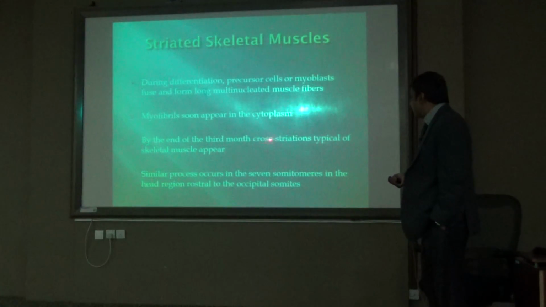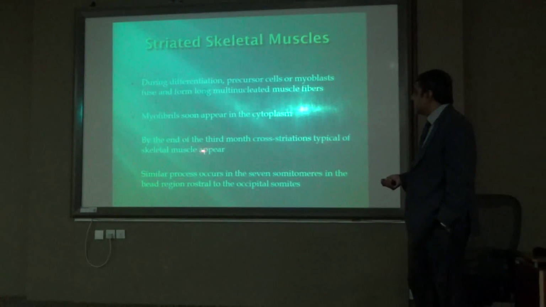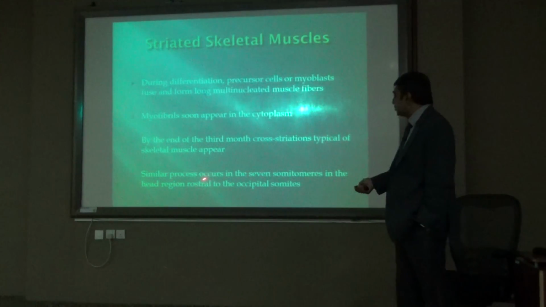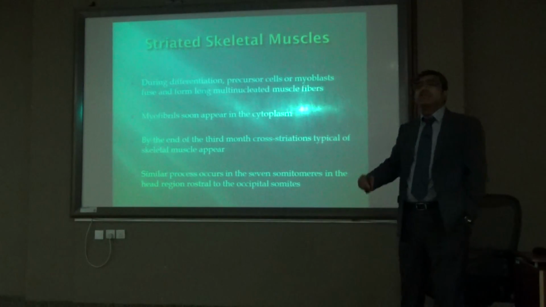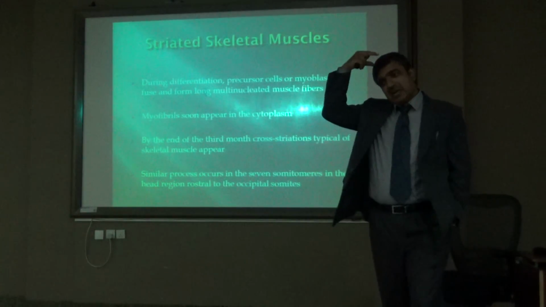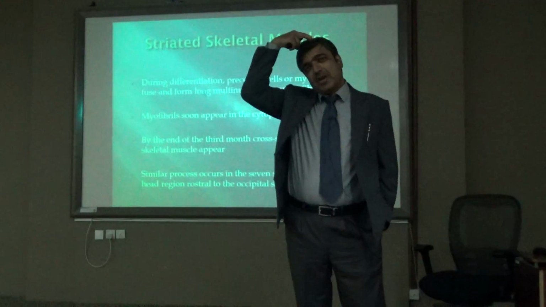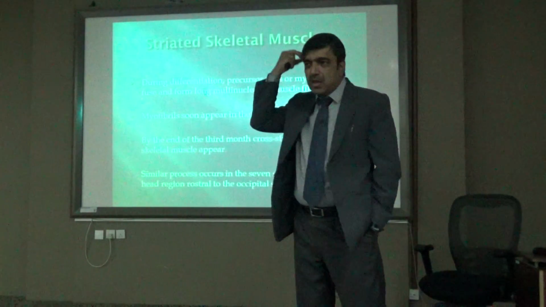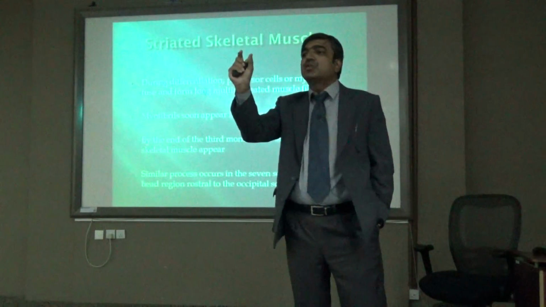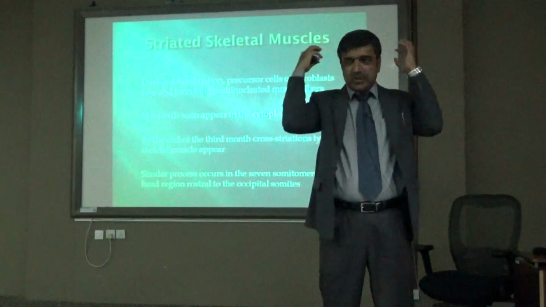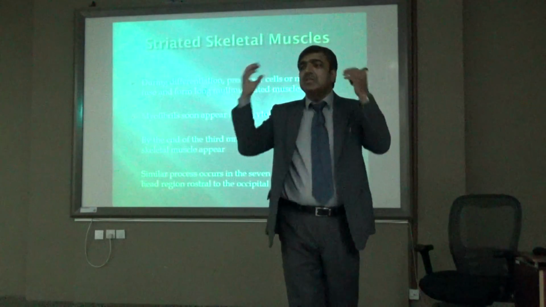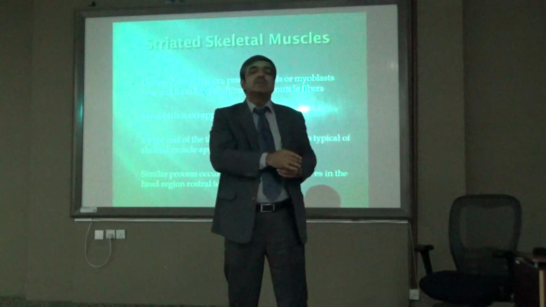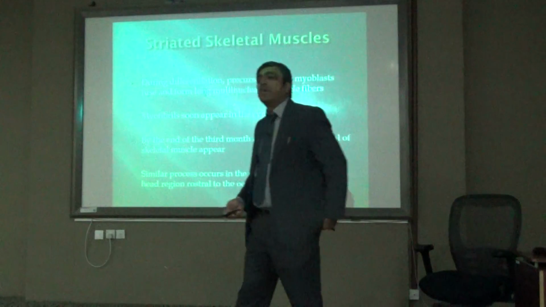By the end of the third month, cross striation typical of skeletal muscle appears. A similar process occurs in the 7 somatomeres in the head region, rostral or superior to the occipital somites. In the head region there are no vertebral columns, but these somatomeres, the smaller somites, just contribute to the formation of the head region. In these muscles the striation pattern also occurs during the 3rd to 4th month.